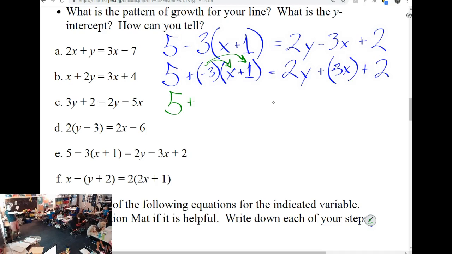Does that help clarify? So 5 plus, this becomes -3x when I do that multiplication. Plus, -3 times 1 becomes -3. I like addition much better than subtraction because subtraction is a lie.